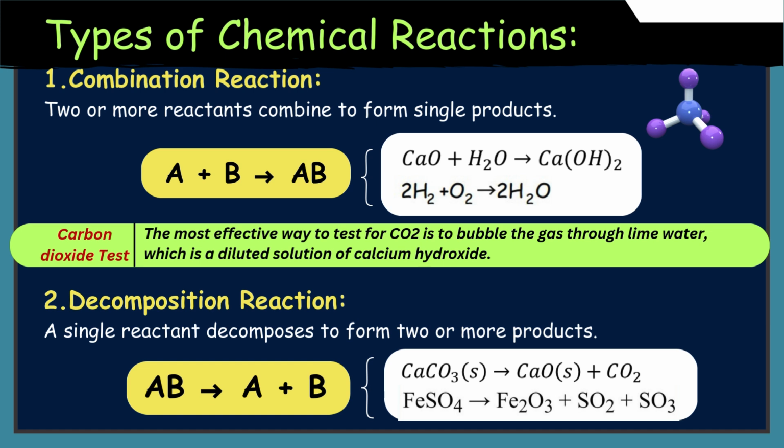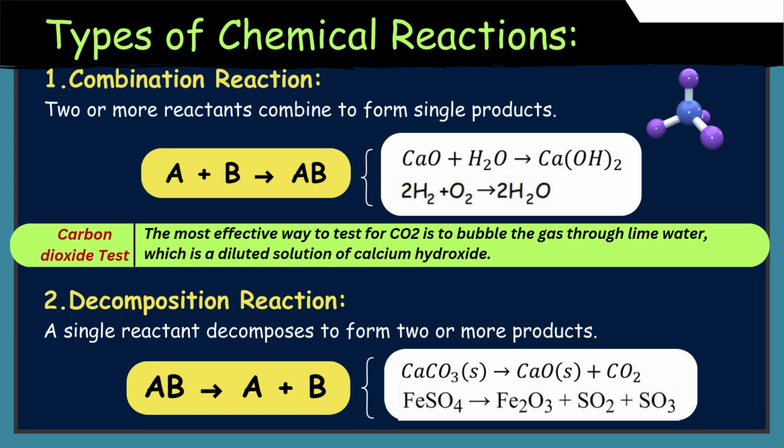There are different types of chemical reactions. First, we have combination reactions. This is when two or more things come together to make one new thing. Think of A plus B becoming AB, like calcium oxide and water making calcium hydroxide. We also have a carbon dioxide test. This is when we bubble carbon dioxide gas through lime water to check if it's there.